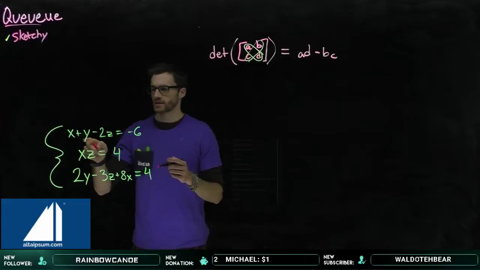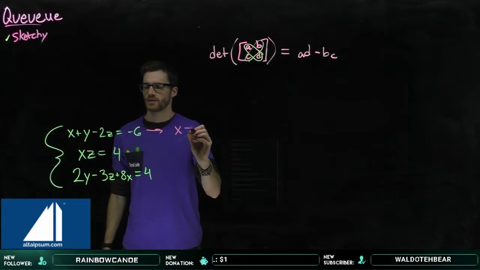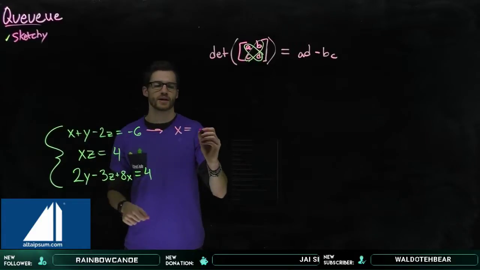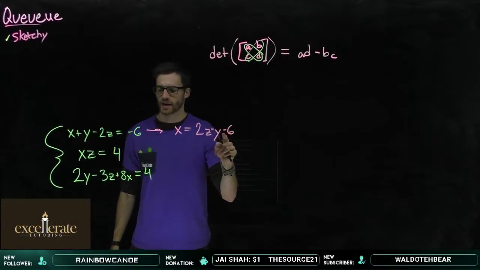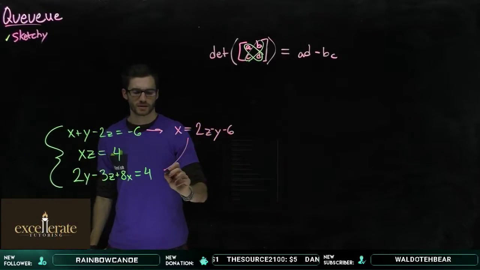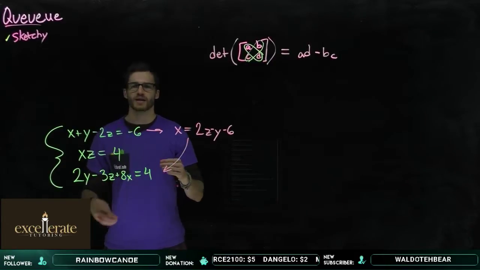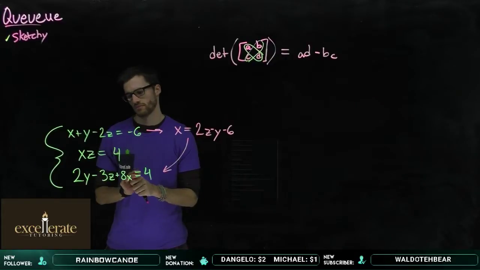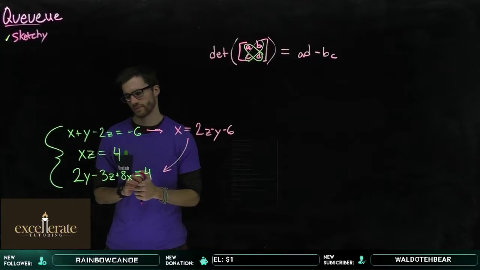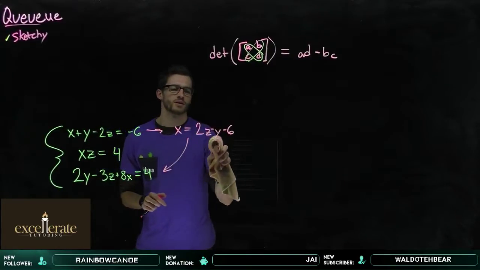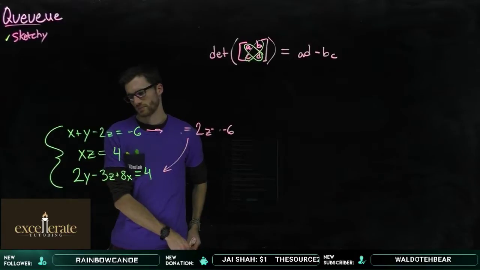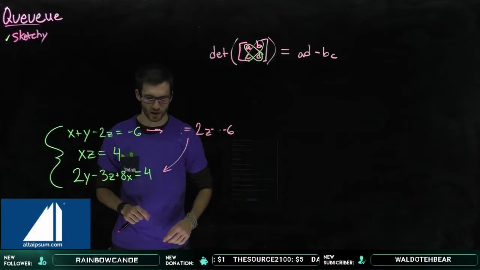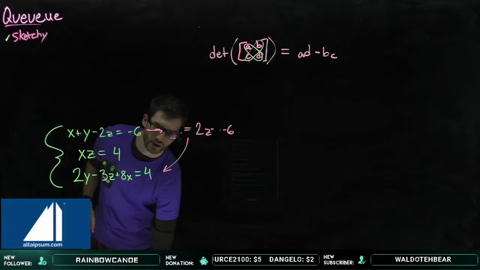What I'm going to do is take this guy and say that x equals, I'm going to add 2z, I'm going to subtract y, so I get 2z minus y minus 6. So x equals that. And then I'm going to plug that in down here to this guy for x. So now I've gotten rid of the x. Do I want to do that? No. I'm going to actually do the same thing but for y here. Yeah, just do it for y.